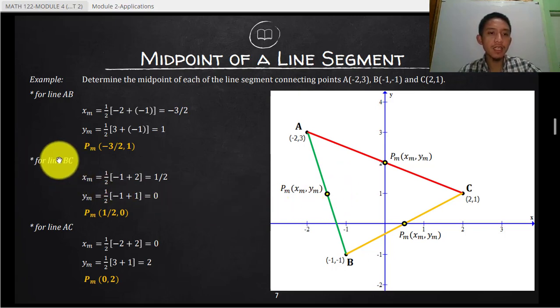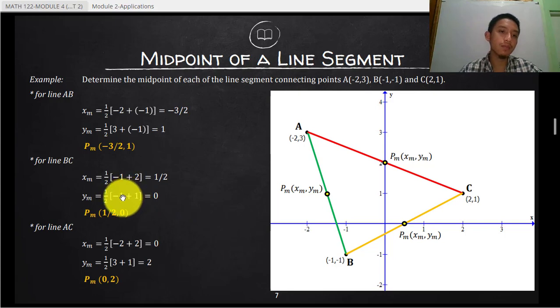And then line BC, the same, get the average. For B and C, get the average of -1 and 2. -1 plus 2 will be +1, and then multiply that by 1/2, it will be 1/2. And then for your y coordinate, -1 and 1, you add that, they will cancel, it will be 0. So even if you multiply it by 1/2, it will still be 0.